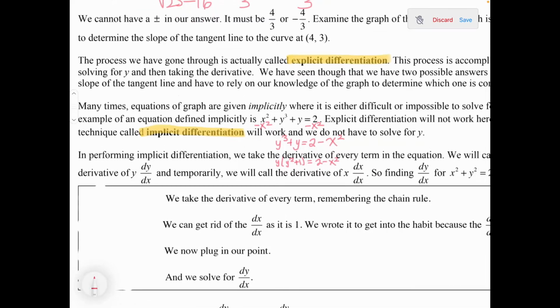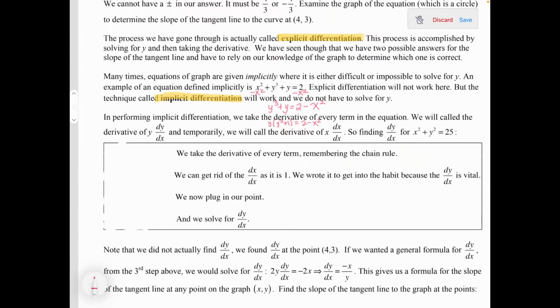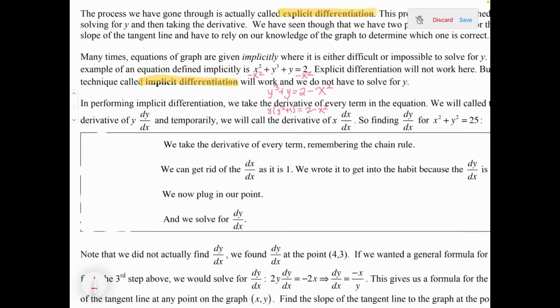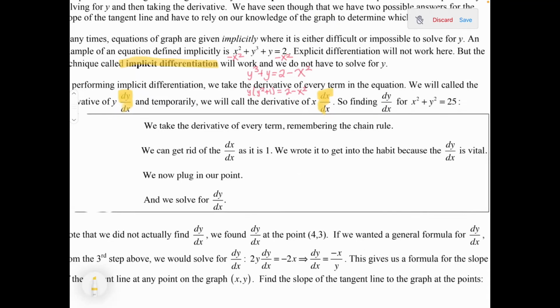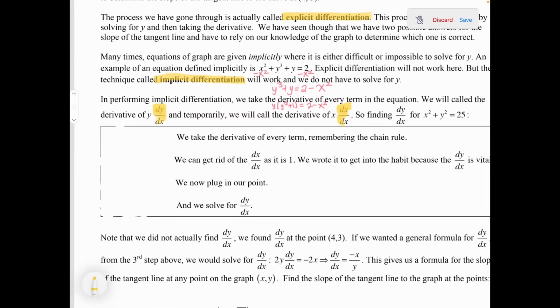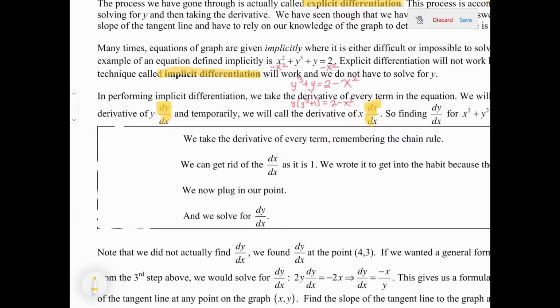So what we're going to do is we call the derivative dy/dx, and the derivative of x we're going to call dx/dx, and we're going to use that in this process of implicit differentiation. We're going to find dy/dx for x squared plus y squared equals 25 using implicit differentiation. We can take derivatives of every term, remembering the chain rule. If we take the derivative with respect to x, we put dx/dx. If we take the derivative with respect to y, we put dy/dx.